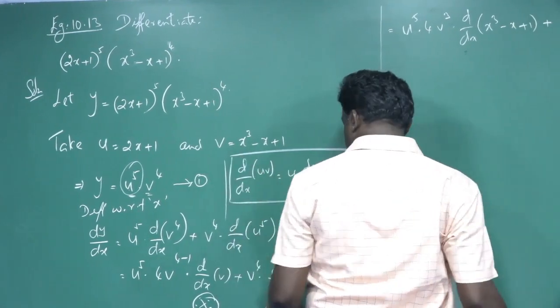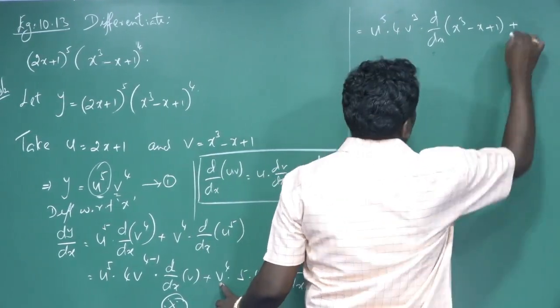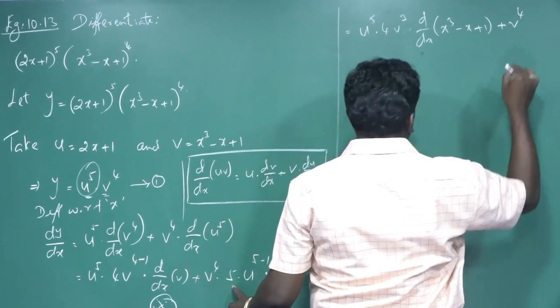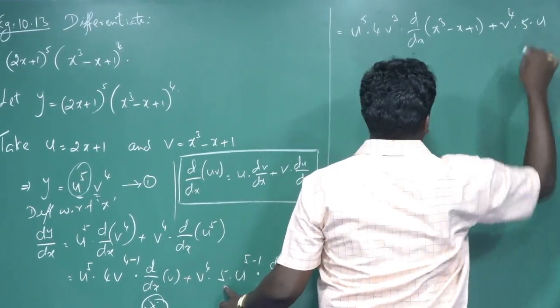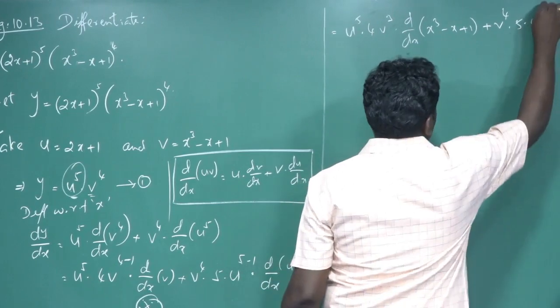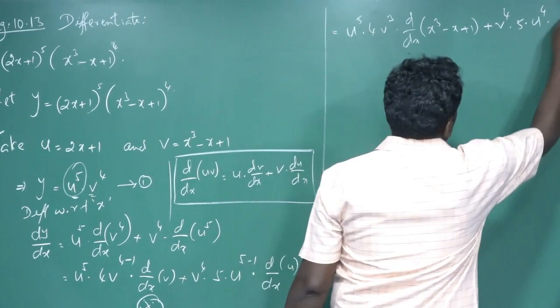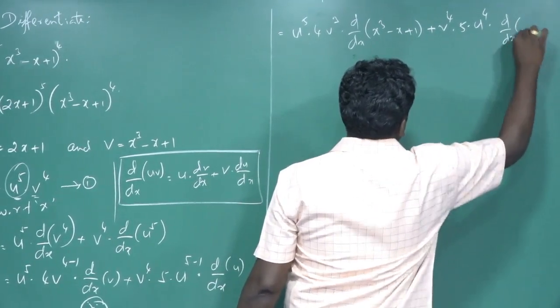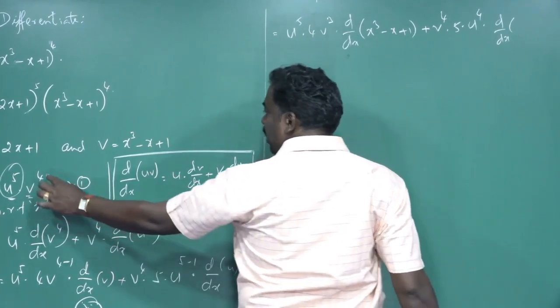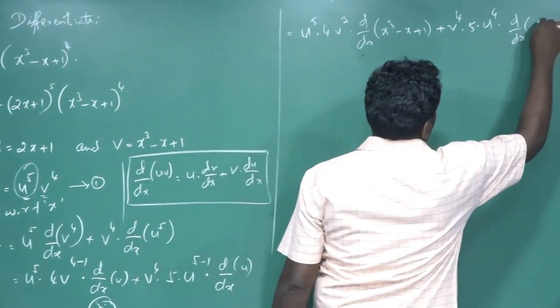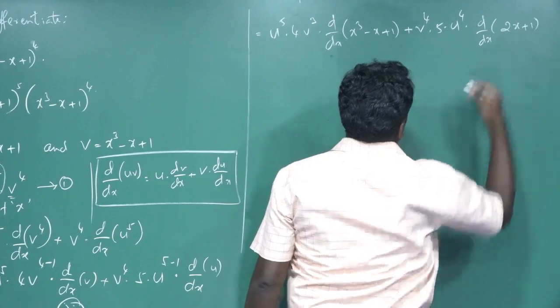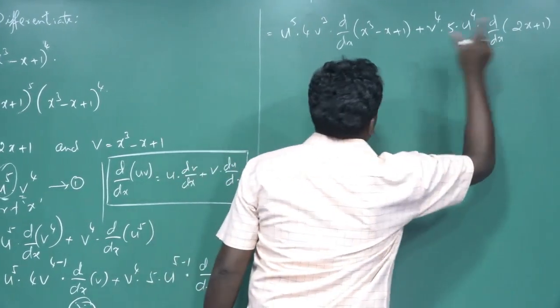Then plus v power 4 into 5 into u power 5 minus 1, that is 4, into d by dx of what is within the bracket, u. What is u? 2x plus 1. Therefore, it is 2x plus 1. Now, differentiate these two terms.